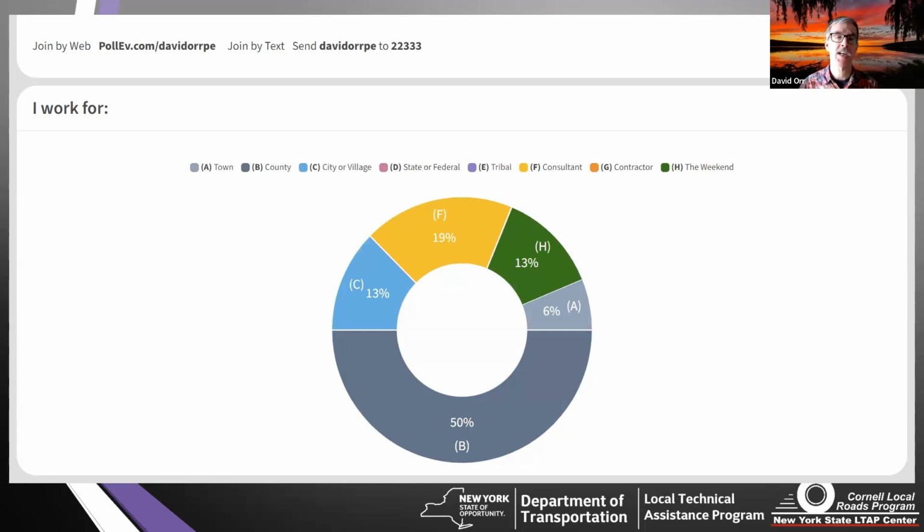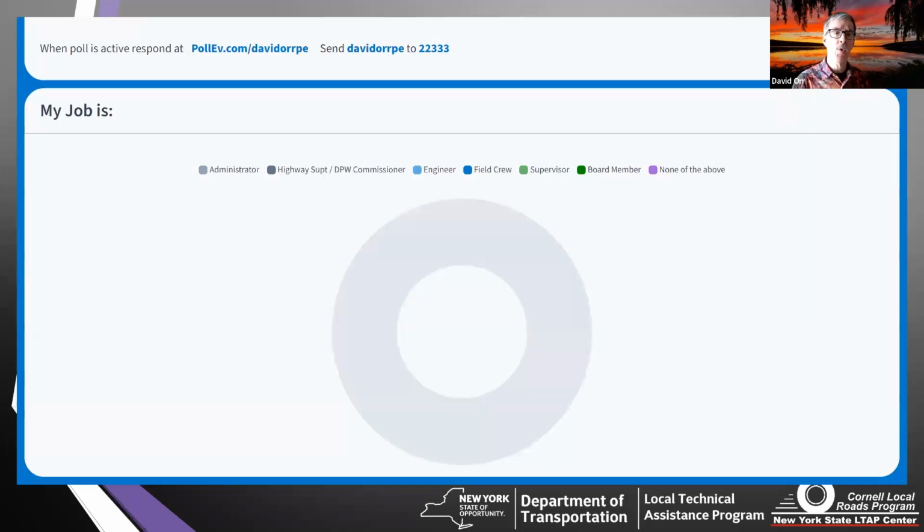Okay, so about half of you work for counties, quite a few are cities and villages. We have some consultants and a few folks with a couple of towns. Okay, cool. What's your job?